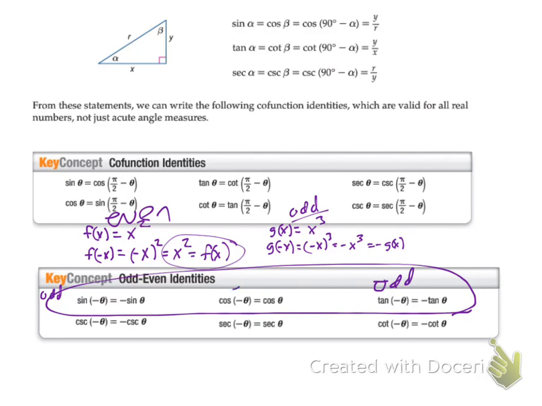Cosine, on the other hand, is what we call even, because when I take the cosine or the secant of a negative angle, the negative just disappears. You don't have to worry about it anymore. The cosine of 30 and the cosine of negative 30 are the exact same value because you're moving in the same direction positively.